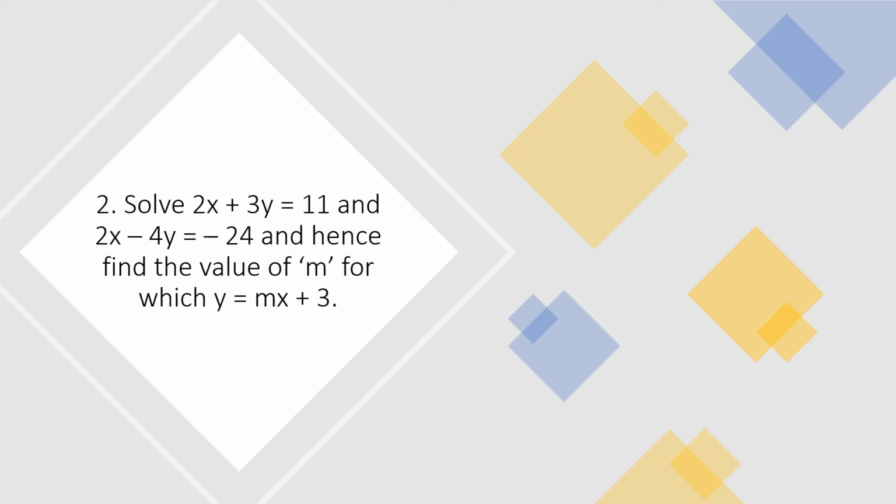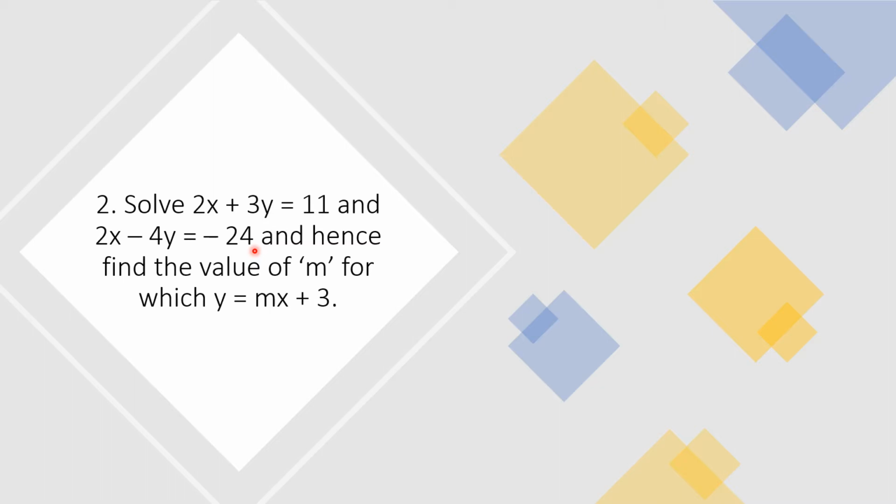Now children will be looking at some word problems of substitution method. Now see here, read the question. Solve 2x plus 3y equals 11 and 2x minus 4y equal to minus 24. You got two equations, children. 2x plus 3y equal to 11 and 2x minus 4y equal to minus 24. You got two equations. Now if you solve, when you get two equations, you'll get the value of x and you'll get the value of y.